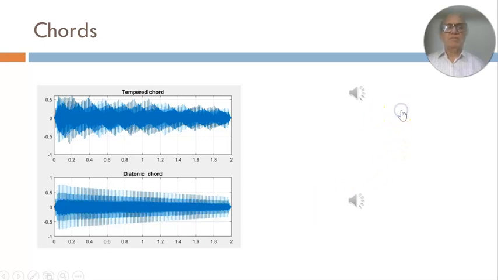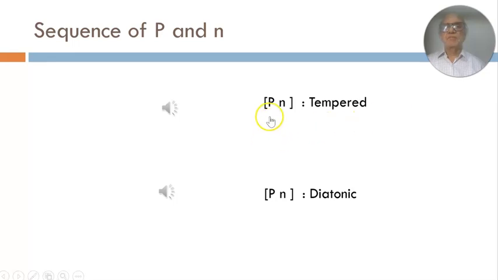Let me give you another demo. So suppose we have a vector which contains only two notes, let's say Pancham and Komal Nishad. So tempered, it sounds like this. Each is of, I think, 1 or 2 seconds duration. We'll see that. So Pancham followed by Komal Nishad. That is tempered. Let's see this diatonic. The trained ears certainly will be able to know the difference.